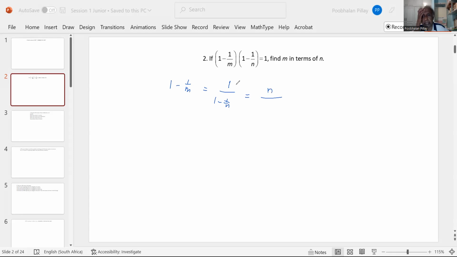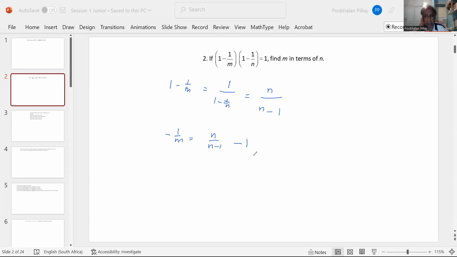N times 1 is n. Multiply this whole thing by n. N times 1 is n minus n times 1 over n, which is just 1. The n over n is 1. Right. So there it is. You still haven't got your m, but you have simplified this. So let's bring the m to one side. So you get minus 1 over m is equal to n over n minus 1 minus 1, because this 1 here comes to the other side.